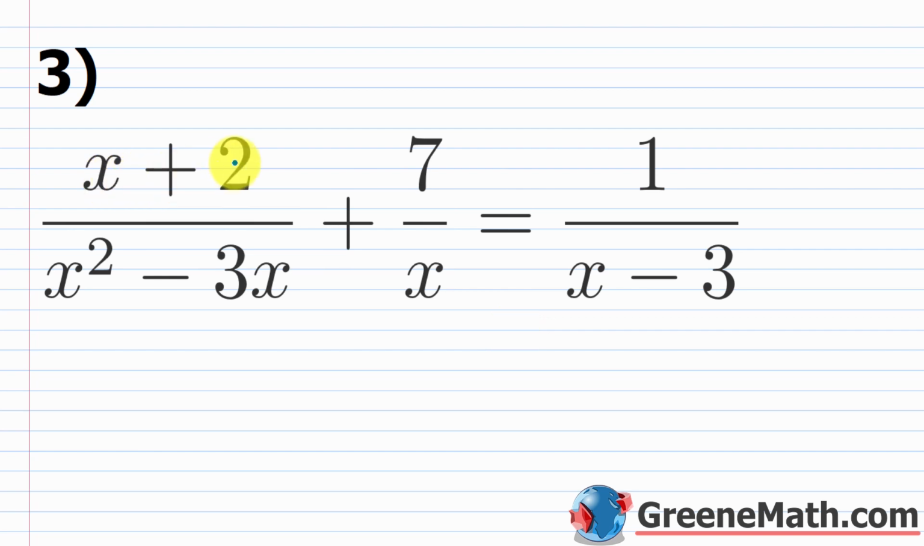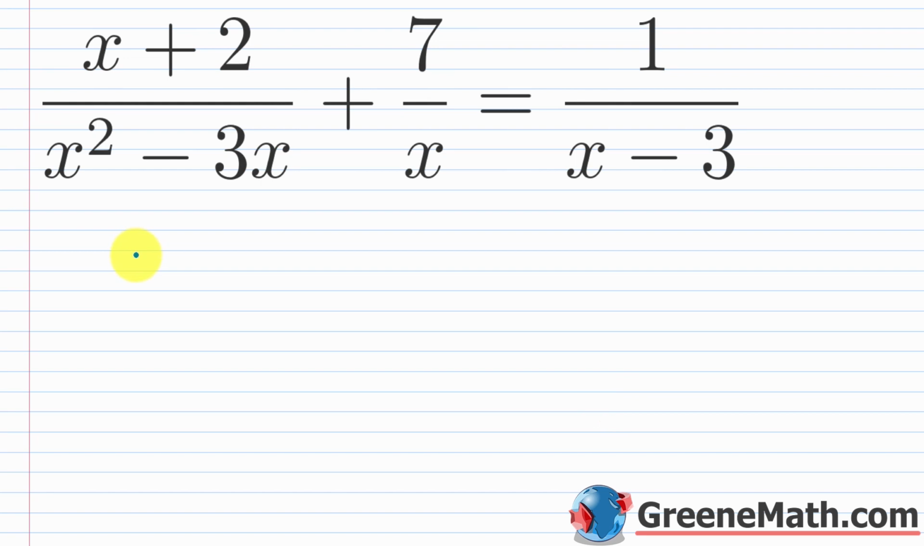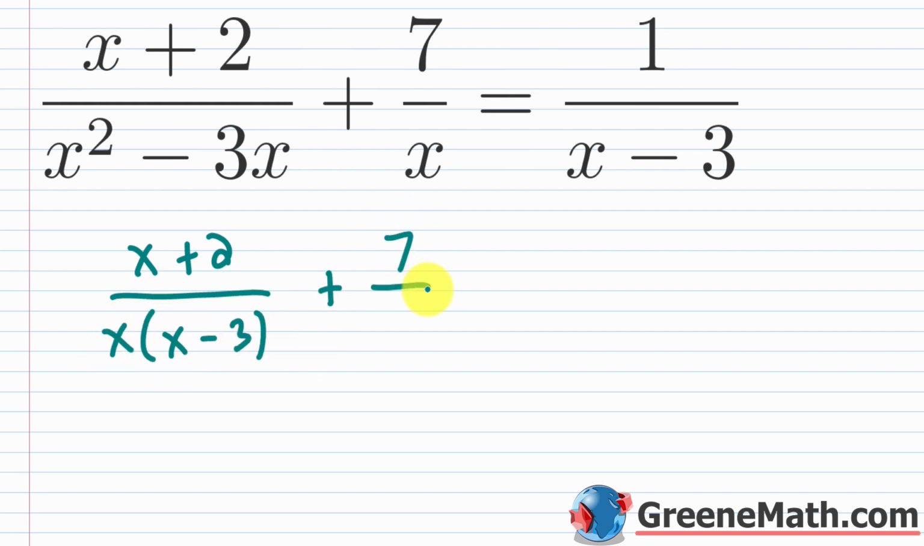So we have x plus 2 over x squared minus 3x. Then plus we have 7 over x, and this equals 1 over x minus 3. So the idea is I'm just going to factor this denominator here. So I'll say this is x plus 2 over x times the quantity x minus 3. Then plus I'll have 7 over x. Can't do anything with that denominator. Then this equals 1 over x minus 3. Can't do anything with that denominator. Okay. Looking at this guy, this has an x here, and this has an x here.